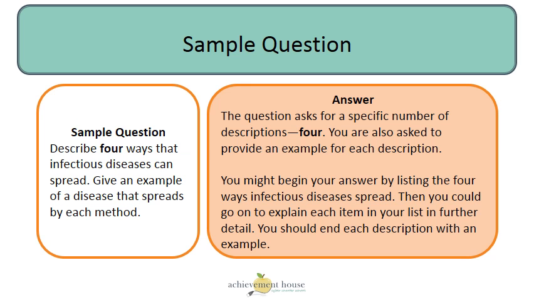This question asks for a specific number of descriptions, 4. You are also asked to provide an example for each description. You might begin your answer by listing the 4 ways infectious diseases are spread. Then you could go on to explain each item in your list in further detail. You should end each description with an example. So in order to get the full 2 points on this question, make sure you answer all parts of it, giving 4 descriptions and then also an example of each description.